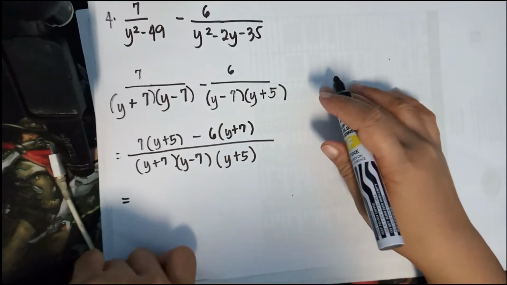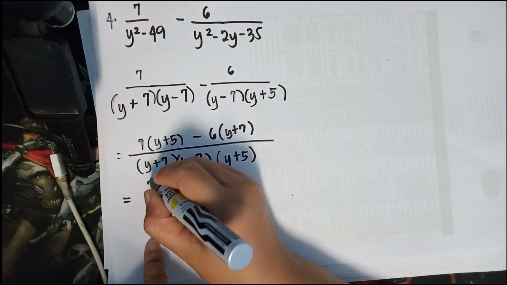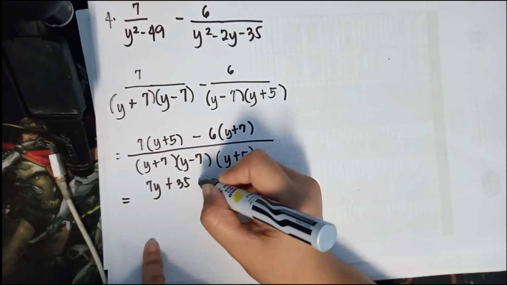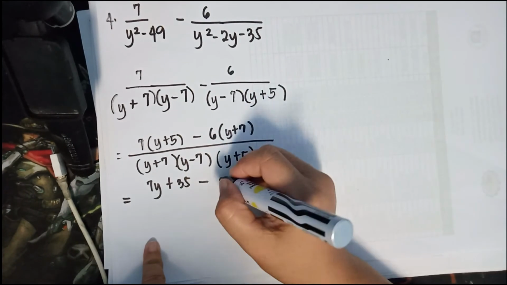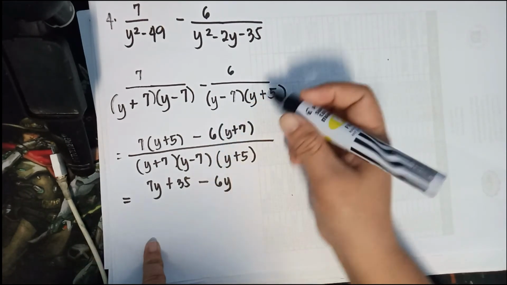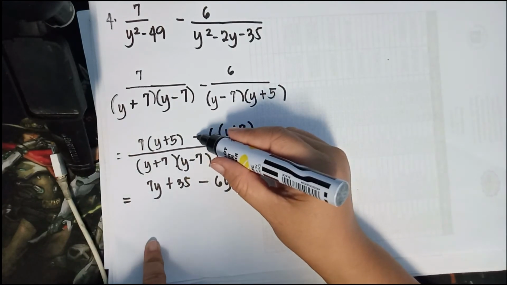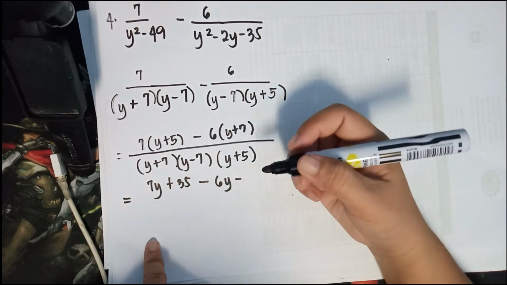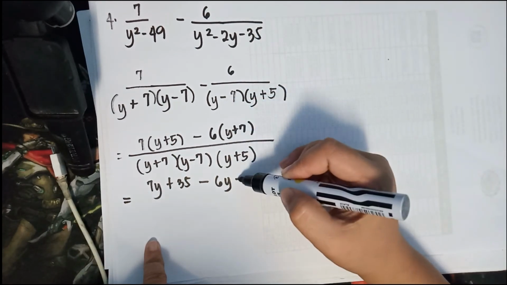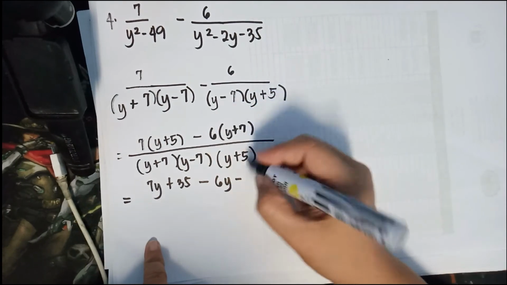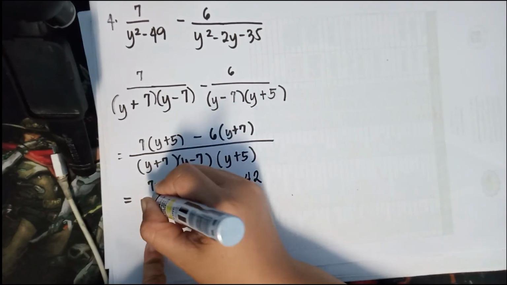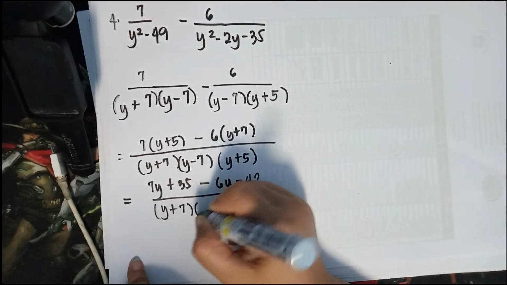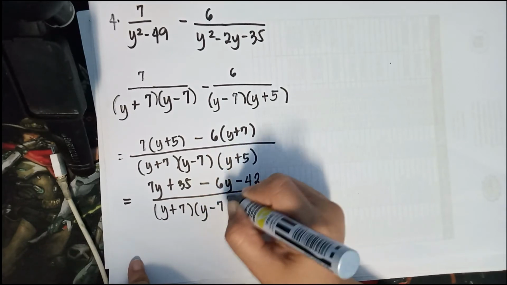Next, apply the distributive property. 7 times y, 7y, plus 7 times 5, 35, minus 6 times y, we have 6y. And since this is subtraction, the sign will change. Positive will become negative. 6 times 7, that is 42. Over, copy the denominators.